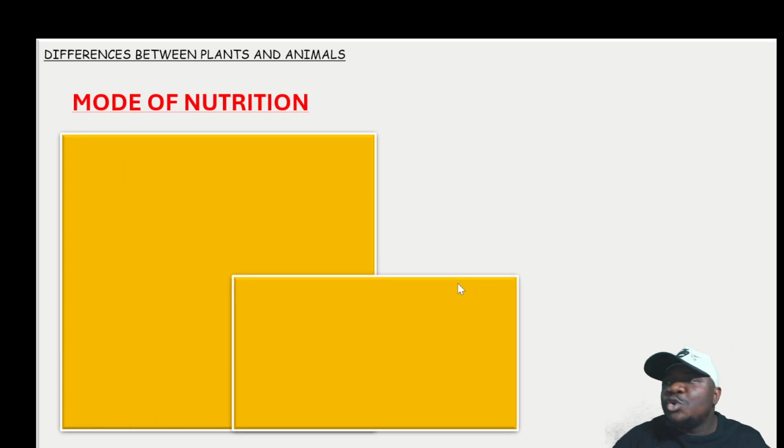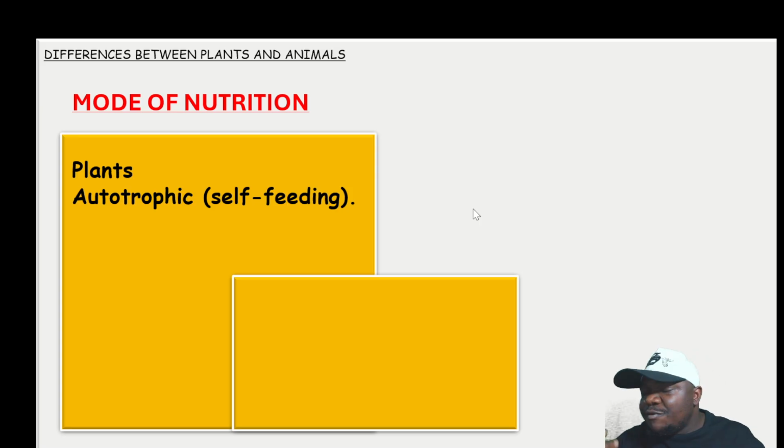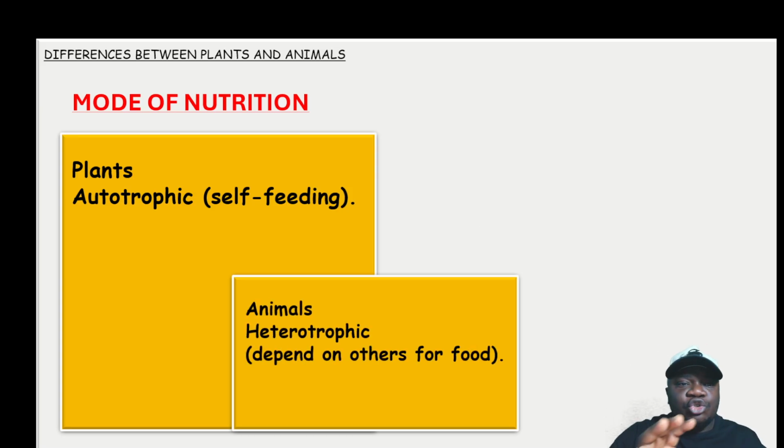Okay, so mode of nutrition. When I teach you mode of nutrition, I'll give you these two major terms: autotrophic and heterotrophic. Autotrophic means self-feeding. So plants manufacture their food and feed themselves. Animals are heterotrophic. Why? Because they depend on others for food.